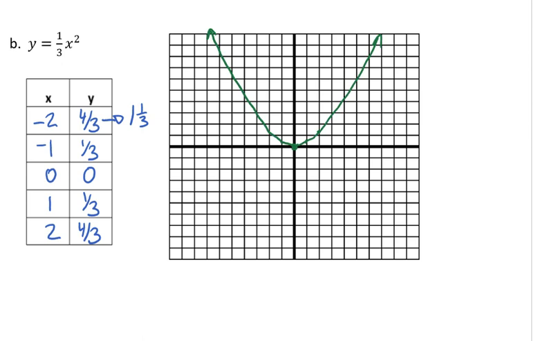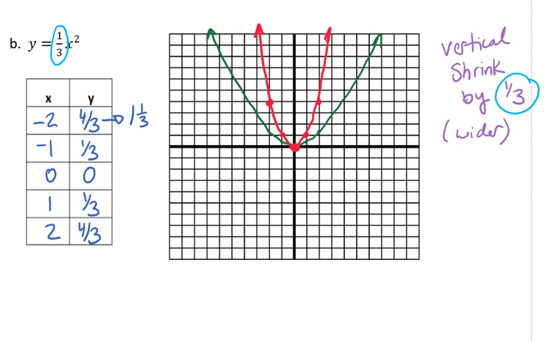So we'll graph our function y equals 1/3 x squared, but we still need to compare it to our parent function. So when we graph our parent function, we see that our y equals 1/3 x squared is much wider than our parent function. And so we call that a vertical shrink, because we're taking it and we're shrinking that, meaning we're pulling it down. So it's opening up and making it wider. And so this is a vertical shrink by a factor of 1/3.